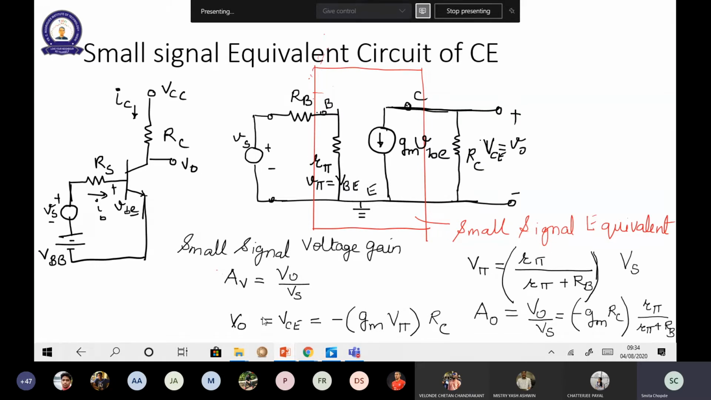Voltage gain is the ratio of V0 upon Vs. These are all your AC parameters, so this should be small v0 upon vs. How do we find this output voltage V0, which is also equal to VCE? You can see that the current flowing is gm v_pi. Here this is your resistance RC. So take the product of these two, gm v_pi into RC, and that will give you the output voltage V0, which is also equal to your DC voltage signal VCE.